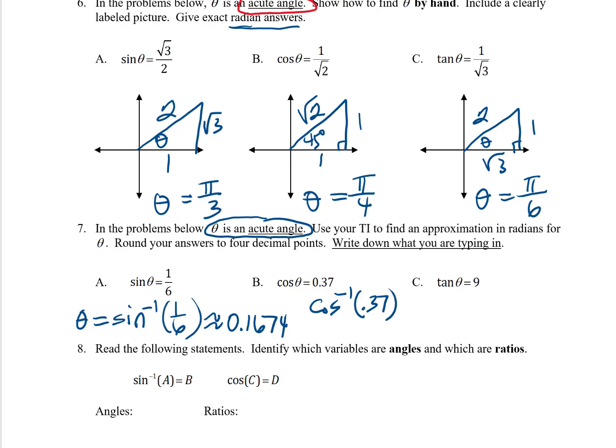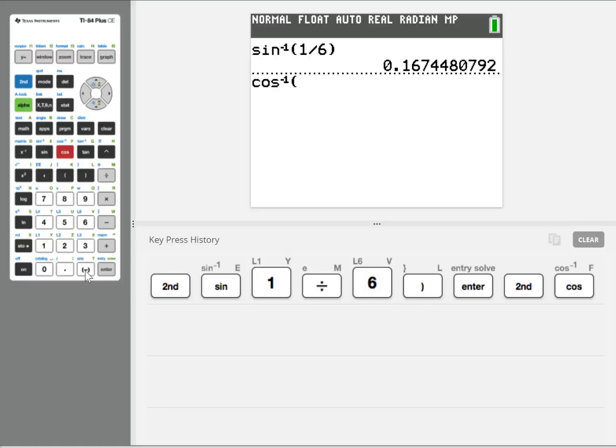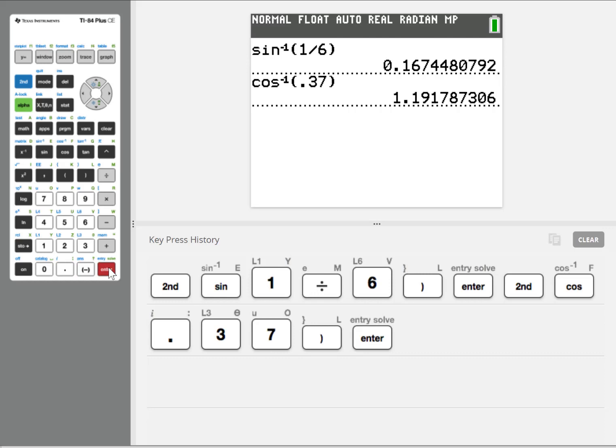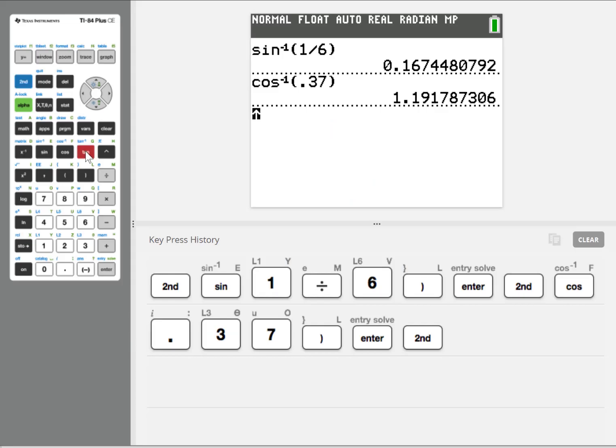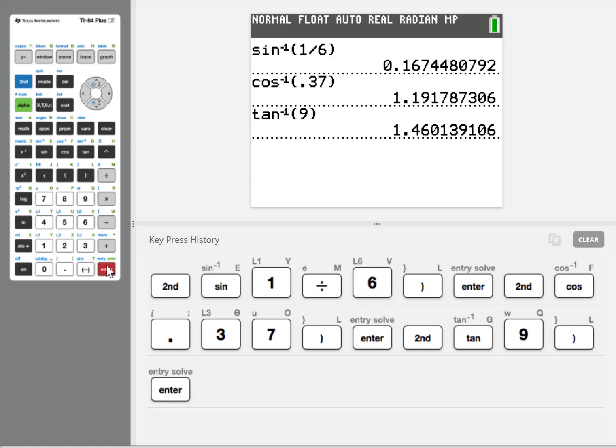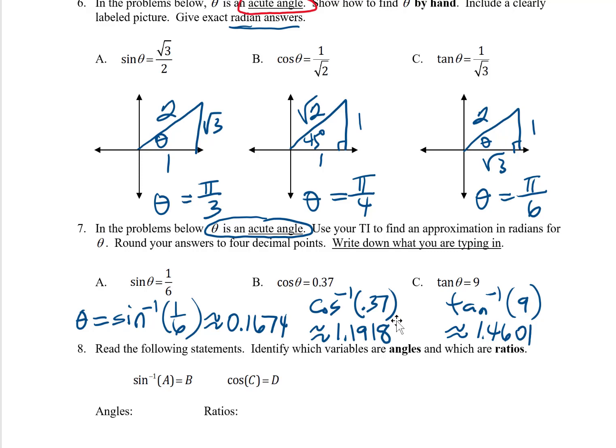0.37 is the ratio. We're looking for the angle. So cosine inverse 0.37 comes out to be 1.1918. And letter C, I'm going to have to type in tangent inverse of 9. So tangent inverse 9, and that comes out to be 1.4601. And so we found the 3 angles we were looking for.